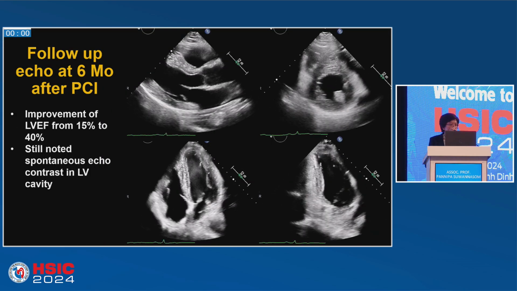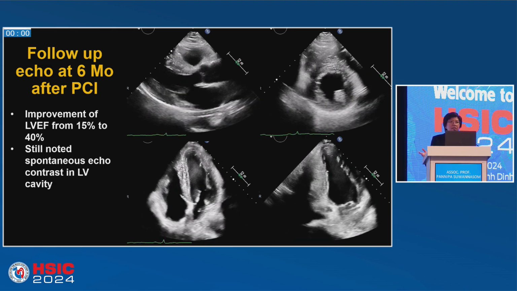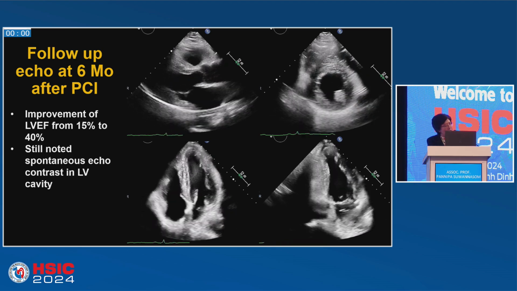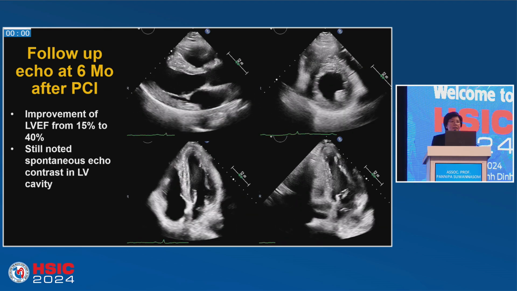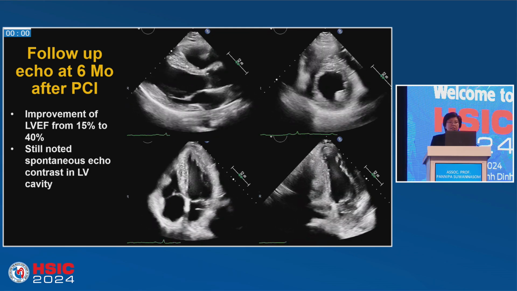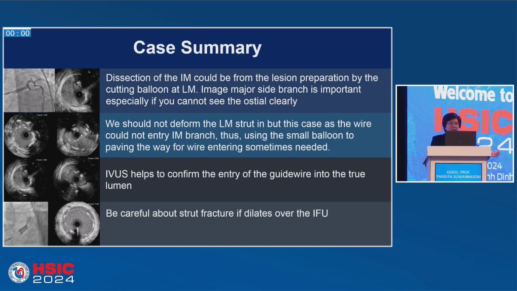The echo was done 6 months later, and the EF improved from 15% to 40%. The medication that the patient got is just ACEI, spironolactone, and beta blocker. That's it. No fancy drug, no SGLT2 inhibitor, because of the problem of reimbursement. But we can still see spontaneous echo contrast. He stopped smoking, stopped using illicit drugs, and also stopped drinking.